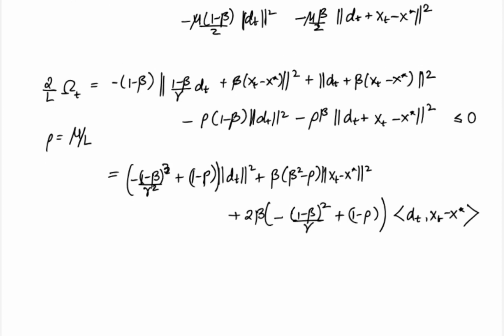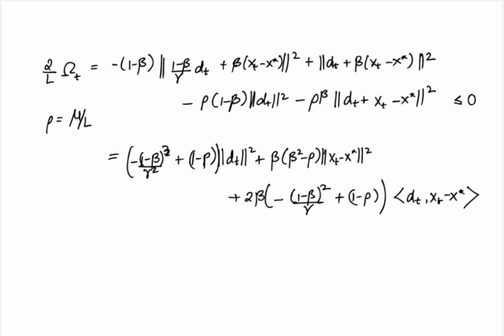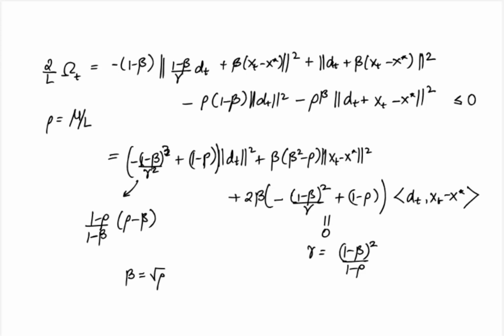In order to make this expression non-positive, we can choose the parameters. First we choose the parameters so as to ensure that the cross term vanishes. So we get that γ equal to (1 − β)²/(1 − ρ), which makes the first term (1 − ρ)/(1 − β) times (ρ − β). So we can see that if we set β equal to √ρ, the entire term becomes negative because √ρ is always greater than or equal to ρ.